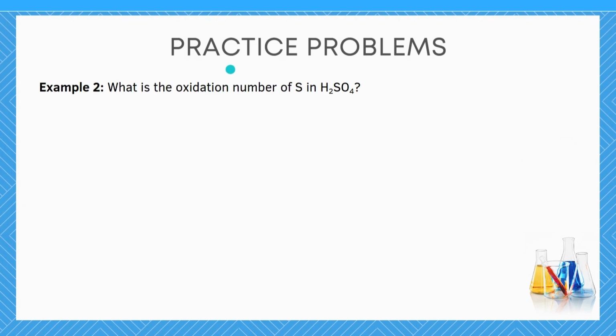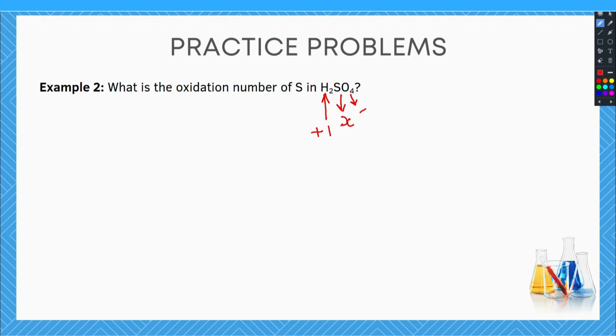What is the oxidation number of S, or sulfur, in H2SO4? So let's go ahead and solve it. Now, we have hydrogen. Remember, the oxidation number of hydrogen in a compound is plus 1. We have sulfur. We don't know what the oxidation number of sulfur is, so let's name it X. And then we have oxygen. Remember that oxygen has the oxidation number of minus 2 in compounds. And all these elements, remember, the sum of the oxidation numbers in a compound is always equal to 0.